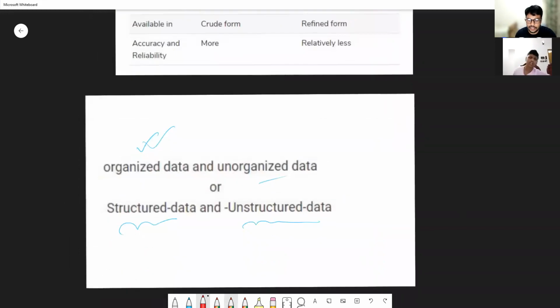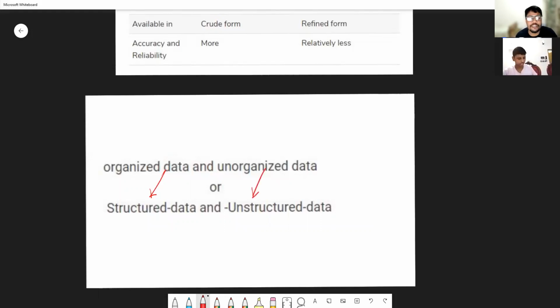organized and unorganized. Do you know the meaning of the word organized and unorganized? Organized means it is in a very organized way. It is in a very clear way. The similar word of organized is like it has very low chances of being wrong data.